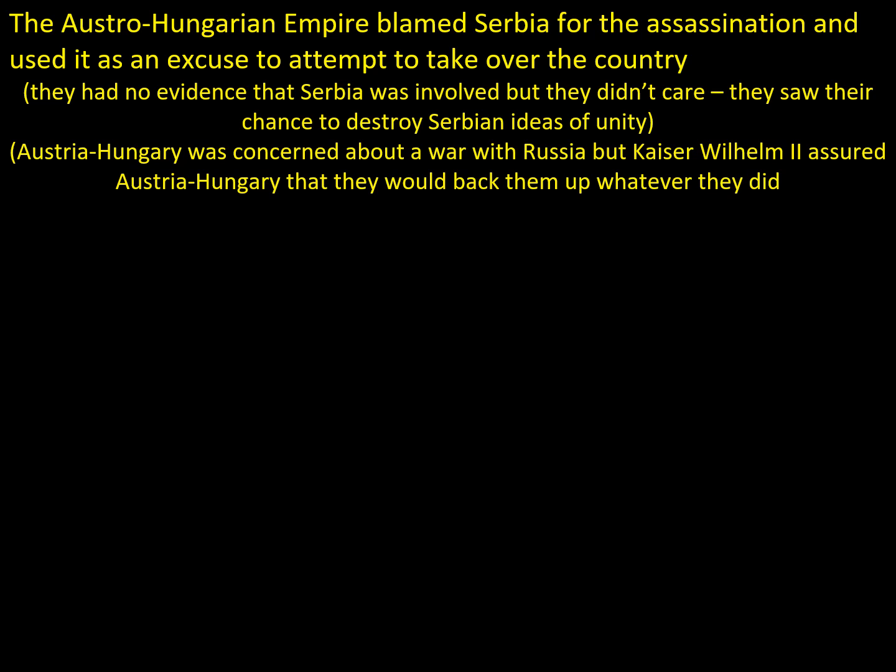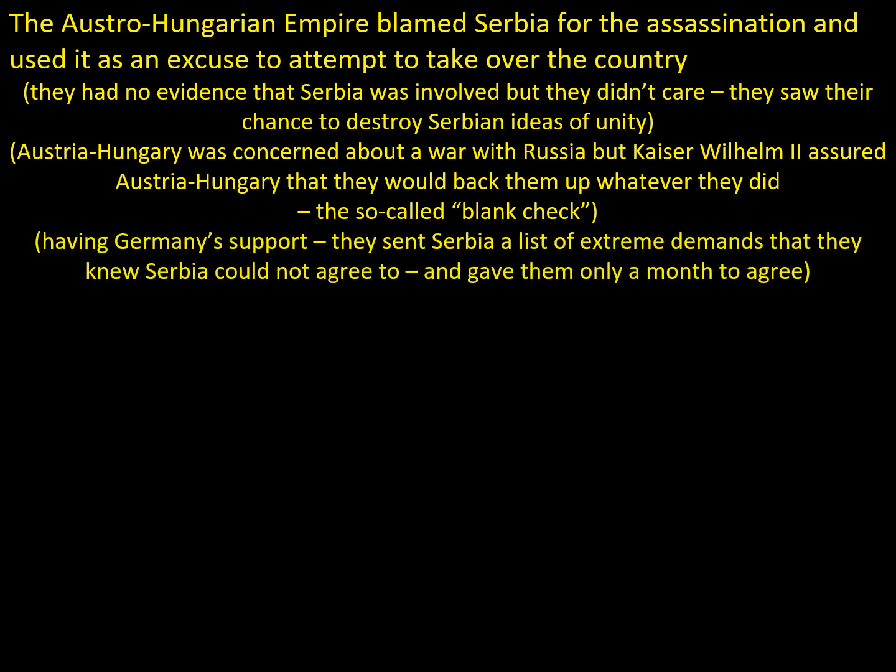The Austrian-Hungarian Empire blamed Serbia for the assassination and used it as an excuse to attempt to take over the country. They had no evidence that Serbia was involved, but they didn't care. They saw their chance to destroy Serbian ideas of unity forever. Austria-Hungary was concerned about a war with Russia, but Kaiser Wilhelm II assured Austria-Hungary that they would back them up whatever they did. The so-called blank check.